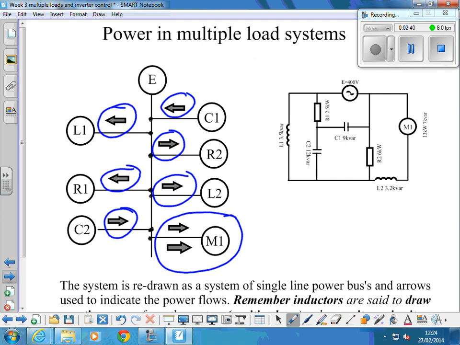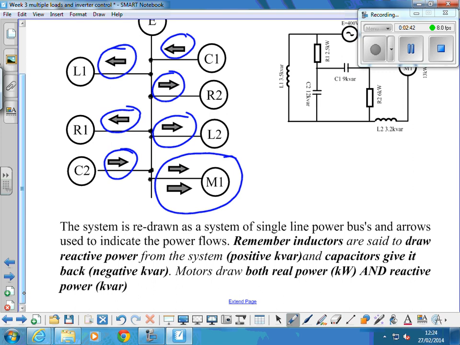I'm going to give you a set of these notes in a minute anyway. The system is redrawn, single line power buses and arrows to indicate the power flows. Please remember, inductors are said to draw reactive power from the system, i.e. they're a positive kVAR in terms of the system. Capacitors give it back, and are negative kVARs. Motors draw both real power in kilowatts and reactive power in kVARs.